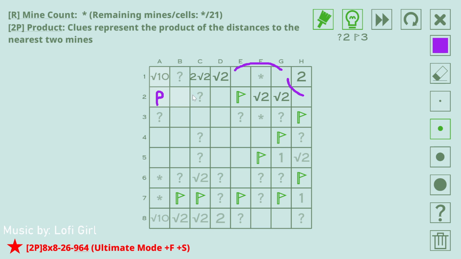Should I try explaining that better? I think I should. If this is root 10, it's a 1 times root 10, so this has to be a mine, followed by something that's root 10 away. That means that anything between them can't be mines, between these 2 distances.